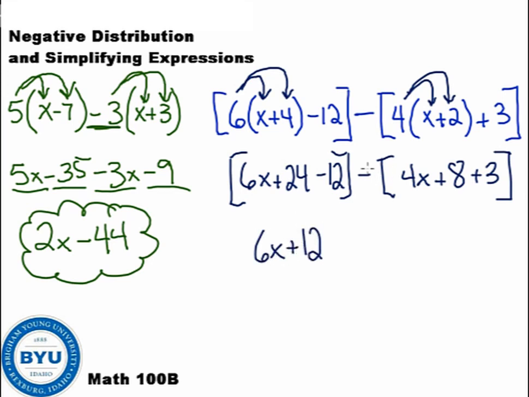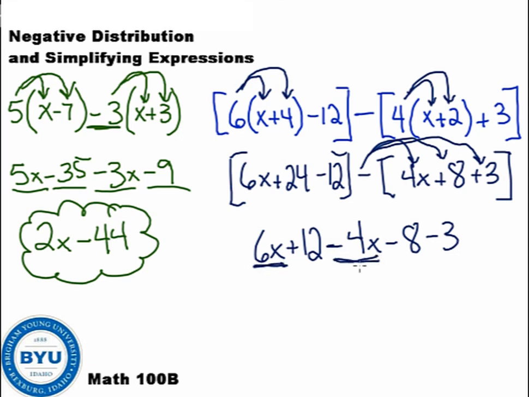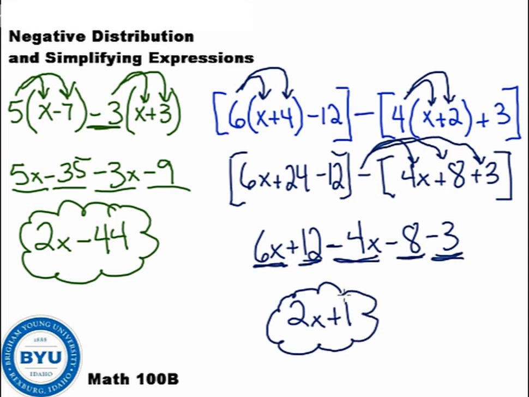I'm also going to go ahead and distribute this negative into both of these. You could combine the like terms first, and that's fine. But you could also just distribute that negative in. So I'd be minus 4x minus 8 minus 3. That's another way to do it. I get 6x minus 4x. That's 2x. And 12 minus 8 minus 3 is plus 1. How'd you do? Hopefully you did all right.